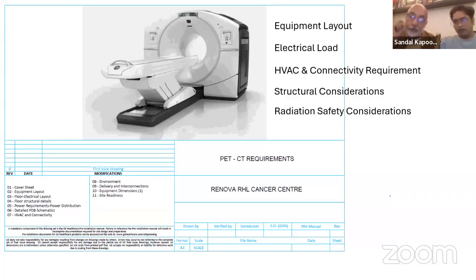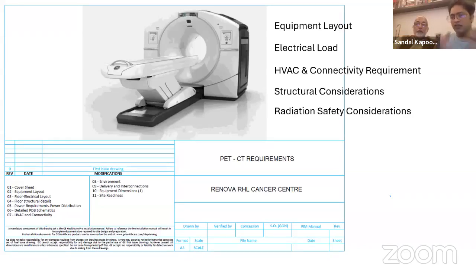So we have to specify in the contract that we get the latest version of the software and the equipment that we are going to get. And for preparing those things, we have to loop in the equipment vendors also. Maybe we call in two or three vendors, and we get information from all these vendors about equipment layout, electrical load, the air conditioning requirement, the structural consideration itself, the radiation safety consideration.